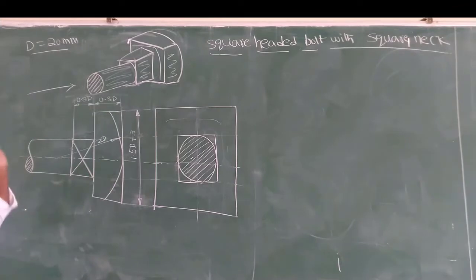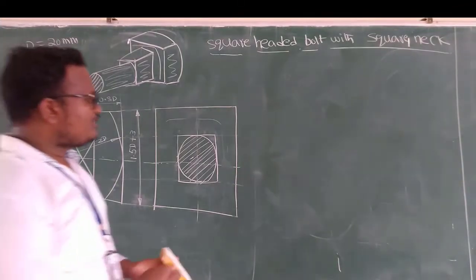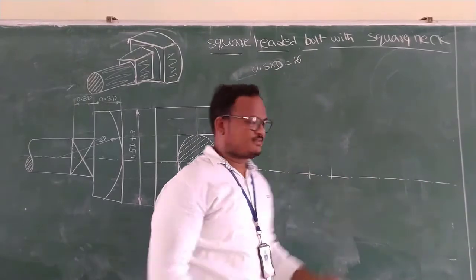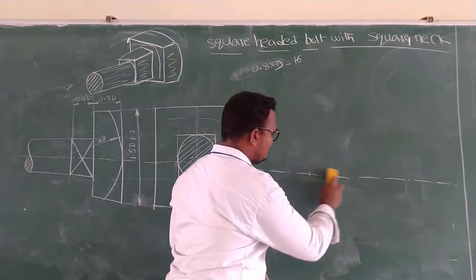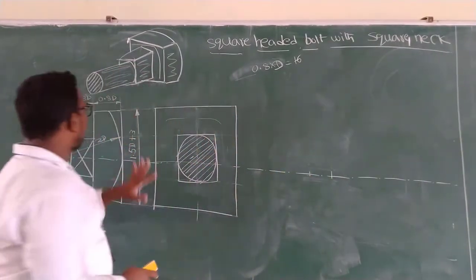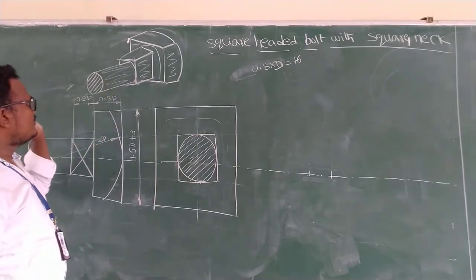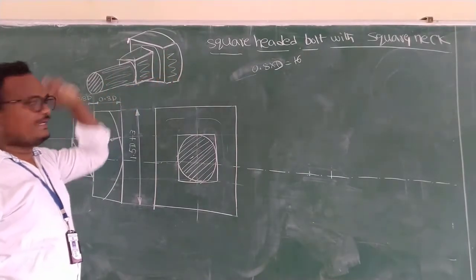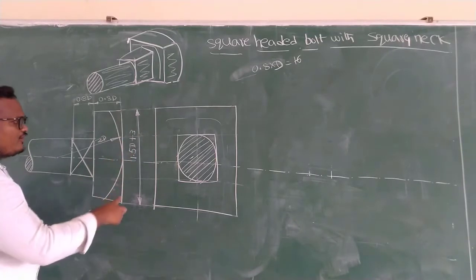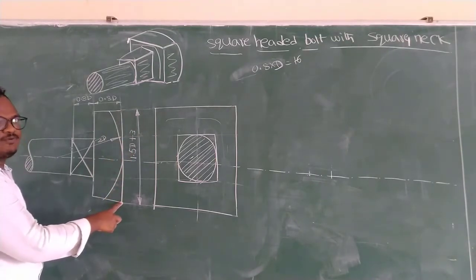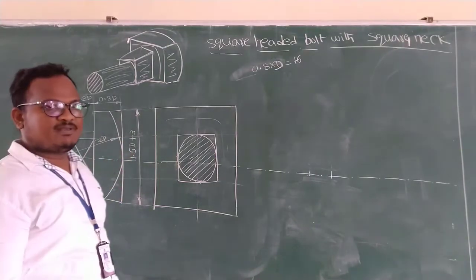Now I would like to show the procedure how to draw the square-headed bolt with square neck. So first of all, draw the axis line like this. Draw the axis line. So here, from the front view, if you want to draw this head, what is the height? 1.5 into d plus 3 mm. Okay, 1.5 d plus 3 mm.